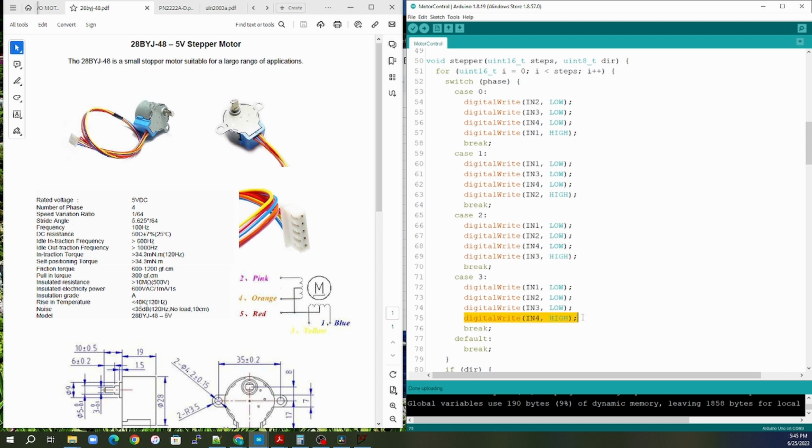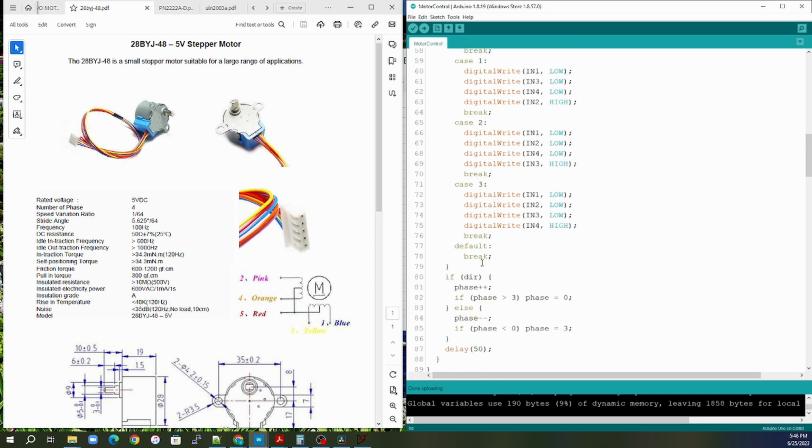Case 3, I'm turning on in 4. And then basically because of the phase thing, I'm just going to cycle through those no matter how many steps I got. Because remember, I've got the direction, so which direction do I want to go? After I turn on my first motor phase, I check the direction. If I'm going in a counterclockwise direction, go ahead and increase the phase. And if the phase gets over 3, then just go ahead and reset it to 0. So I can just loop through these 4 phases.